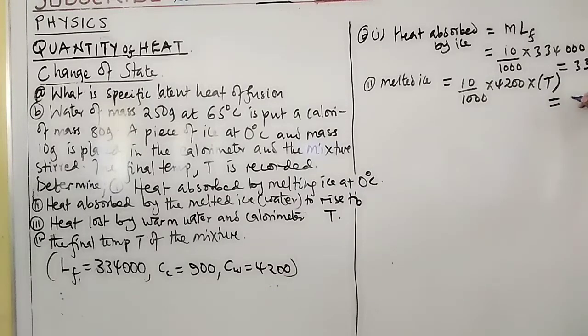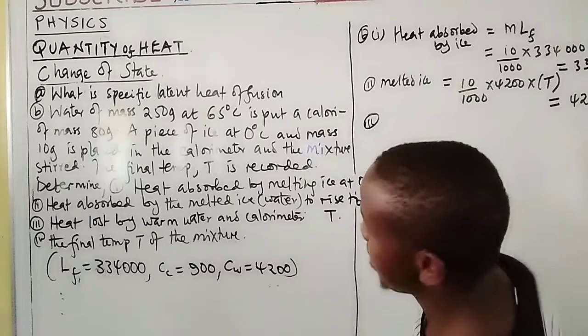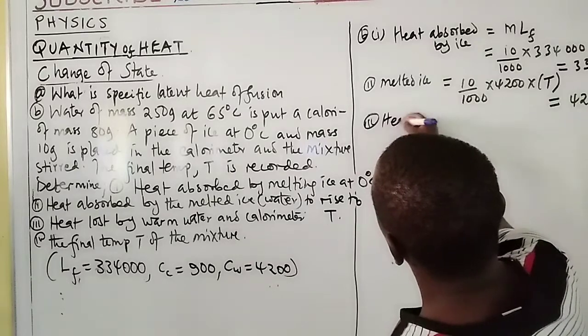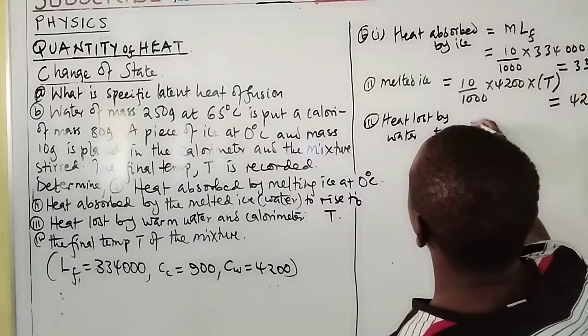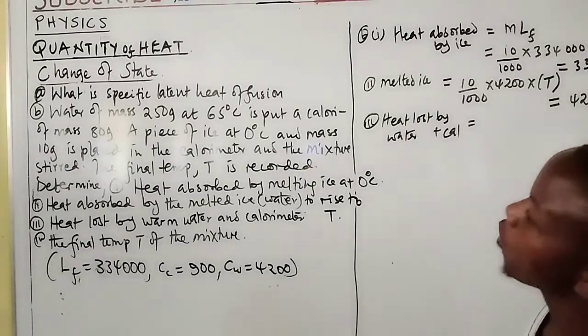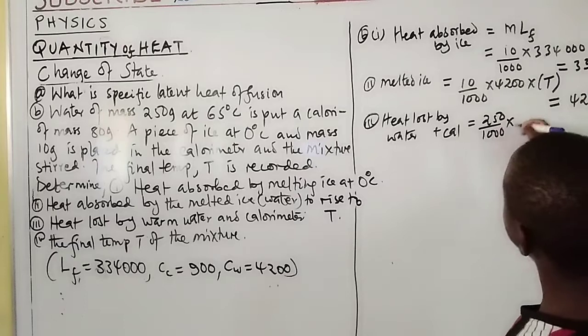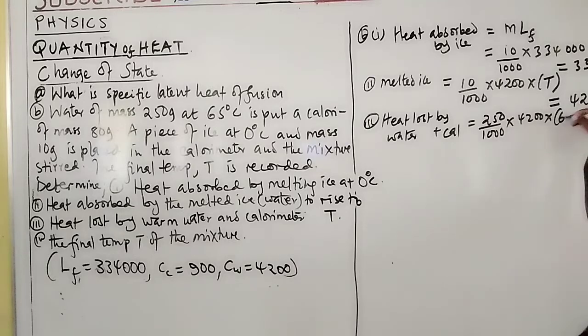Therefore, cancelling the 3 zeros, we'll have 42 T in terms of T, because T is unknown. Then Roman 3, we are determining the heat lost by the warm water and the calorimeter. So heat lost by warm water and calorimeter: for water, mass 250 divided by 1000 times specific heat capacity times change in temperature from 65 to this common temperature T.